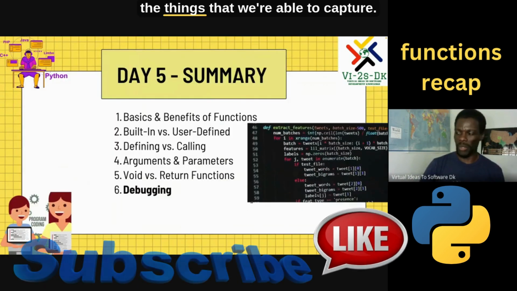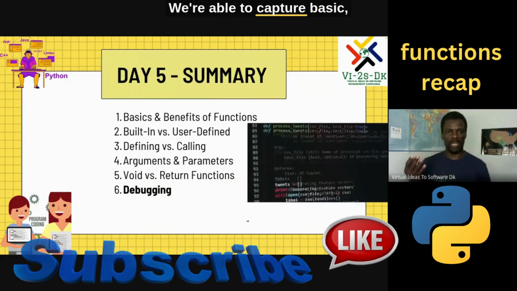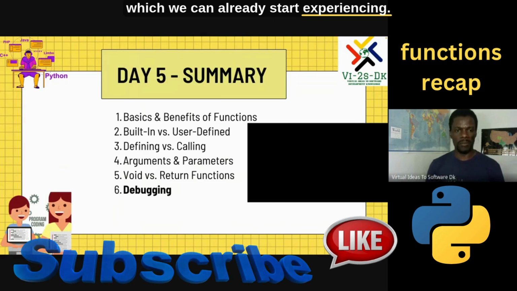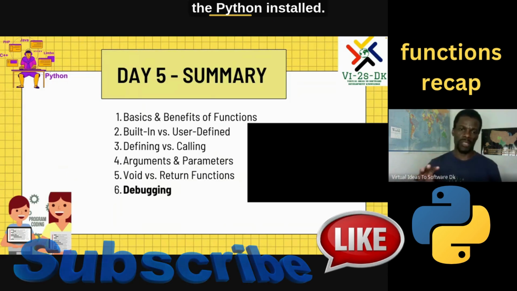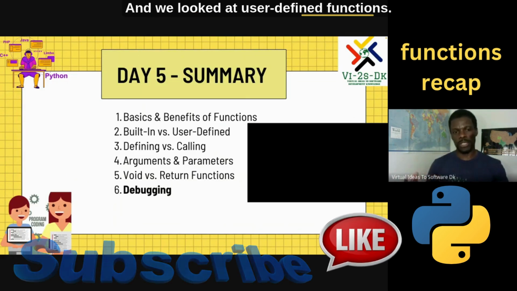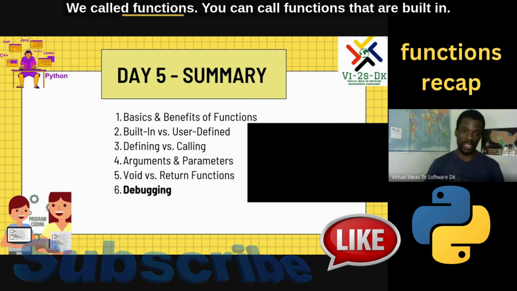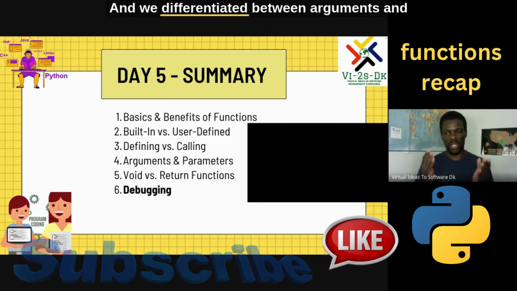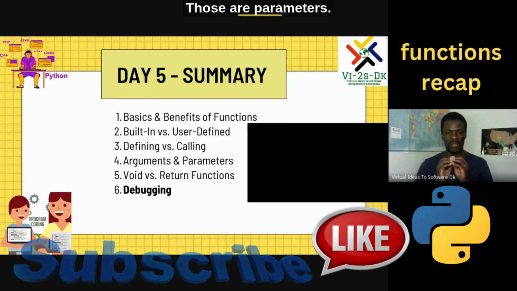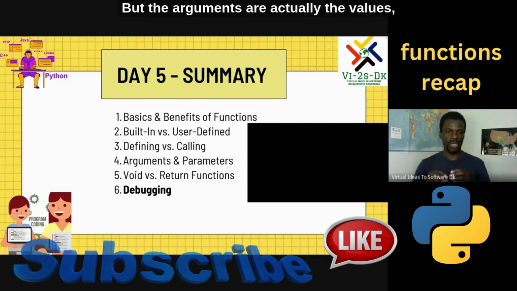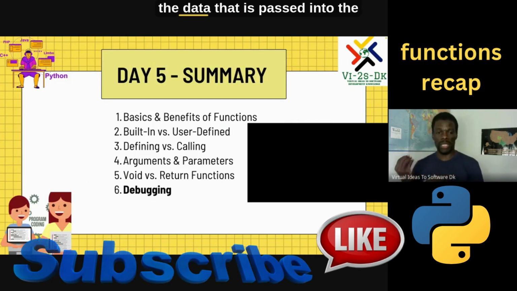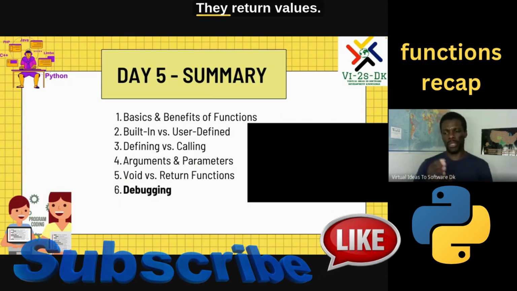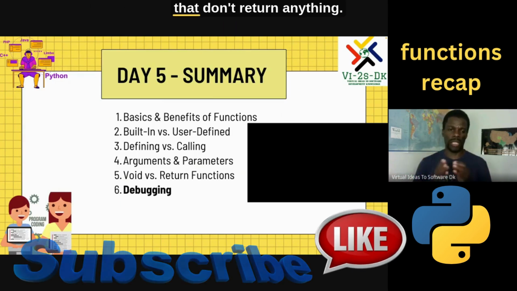So at the end of the day, we're able to capture the basics of functions. We looked at the benefits, which we can already start experiencing. We looked at built-in functions that come with Python installed. And we looked at user-defined functions. We also went ahead to define our own functions. We called functions. You can call functions that are built in, or you can call functions that you yourself define. And we differentiated between arguments and parameters. Parameters go in parentheses. Those are parameter variables that you use within your function. But the arguments are actually the values, the data that is passed into the function. Now we are able to have functions that are fruitful, they return values, or you can have functions that are void, that don't return anything.